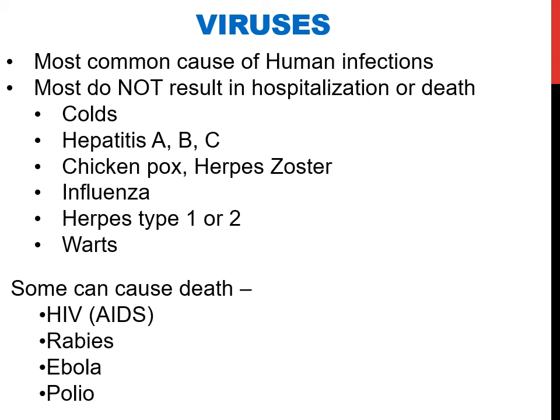Rabies is a virus that affects the nervous system that can definitely kill you. In fact, if you get rabies and it affects your nervous system, the death rate is close to 100%. Ebola, another virus, relatively rare, but it has a very high kill rate. The polio virus. We're all vaccinated against polio, but polio affected the nervous system, causing paralysis. So that was a very disabling and also deadly virus.